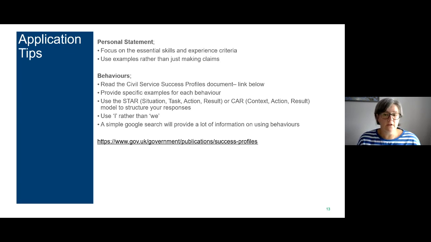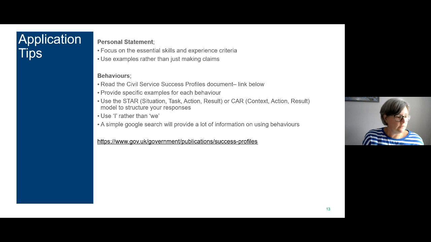In terms of the behaviours, okay, so within the advert, there is a link to the Civil Service Success Profiles document. Within the Civil Service Profiles document, you will be able to look up the grade, and then you will be able to see all of the behaviours for that grade. So you'll be looking in terms of your application for seeing the big picture. So you look for grade 7, seeing the big picture, and there's a paragraph that tells you what we are looking for within that behaviour. And you want to write your behaviour statement showing and demonstrating those elements, because that's how we're going to be assessing it. So have a really good look at that Success Profiles document.